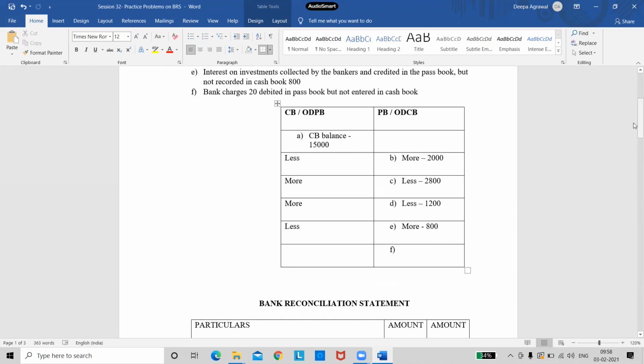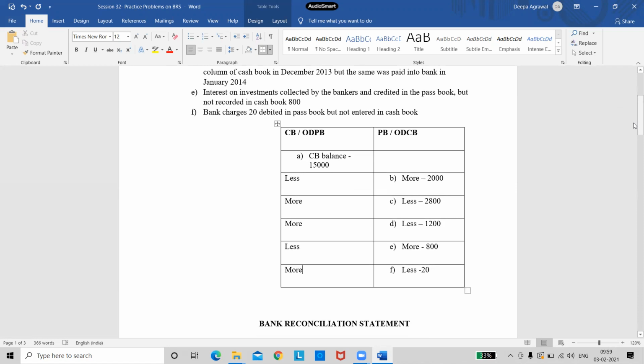The last one: bank charges 20 rupees debited in the passbook, not entered in the cash book. So here also the passbook is recording it first. The balance will be less by 20 rupees, and automatically the cash book will be more. So my working notes part is done. This is how I need to do the working notes.